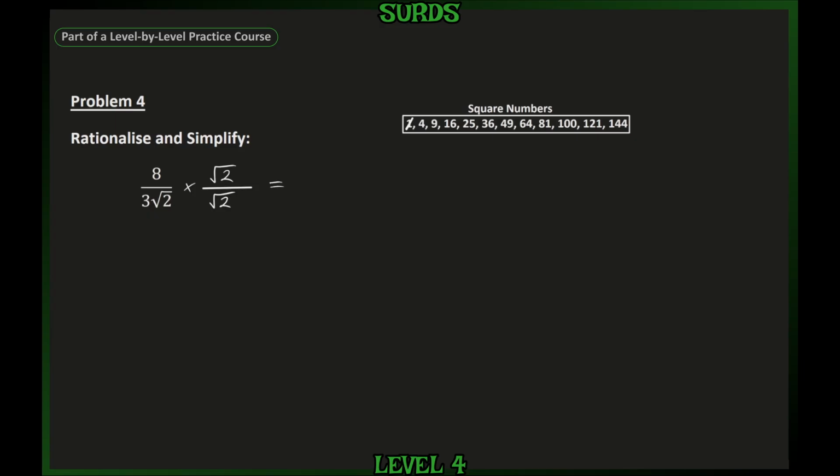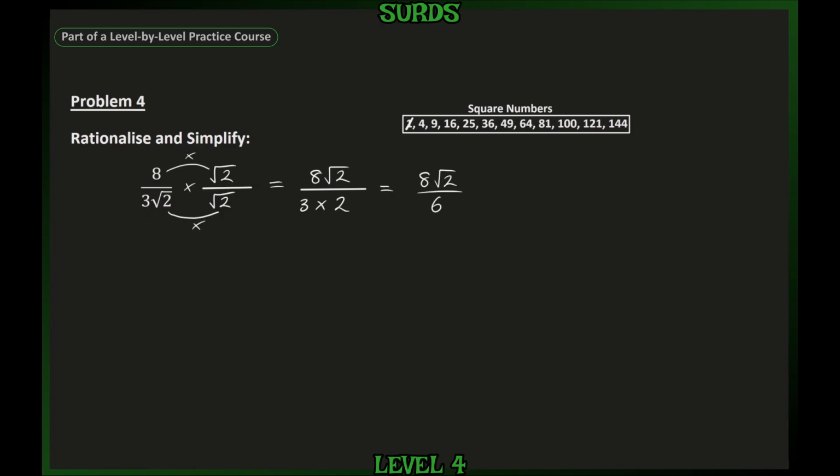So looking at the numerator, 8 multiplied by root 2 just gives us 8 root 2. And on the denominator, we have 3 multiplied by root 2 times root 2, which is just 2. 3 times 2 is 6, so this becomes 8 root 2 over 6.